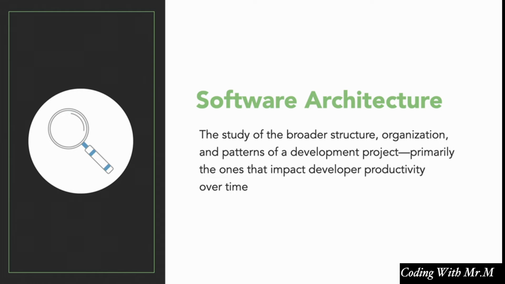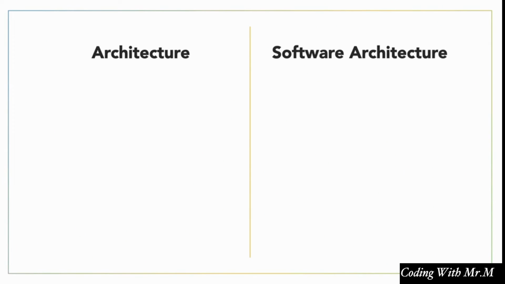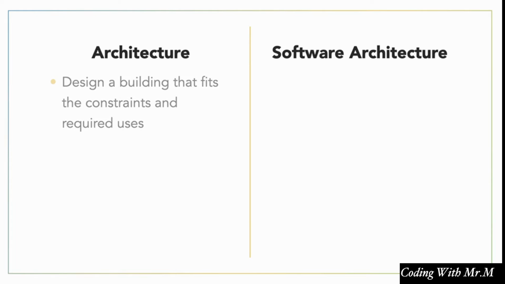Now, this last part is where software architecture and regular architecture diverge a little bit. I'll get to that in just a second. First, let's take a look at the goals of both architecture and software architecture. With architecture, the goal, in a very general sense, is to design a building that fits the constraints and required uses. So right here we have constraints on one hand, which are things that are challenging about the project, things like budgets and zoning restrictions, and we also have the required uses. That's what the people who are building this structure need it to do.